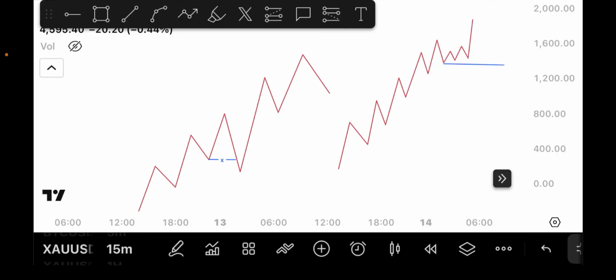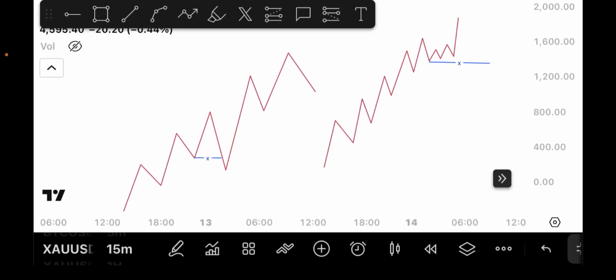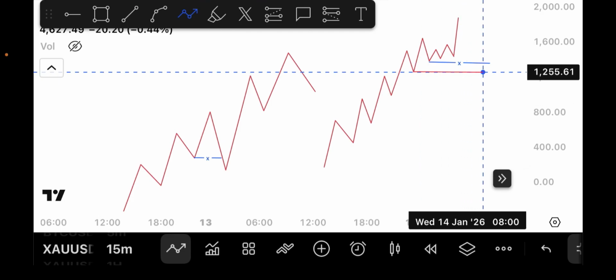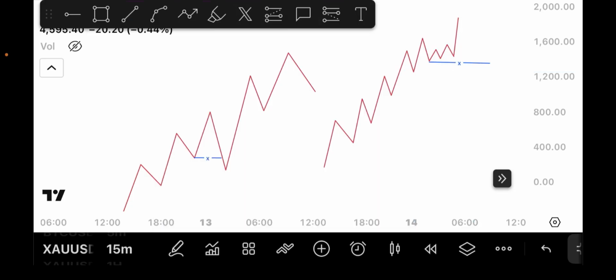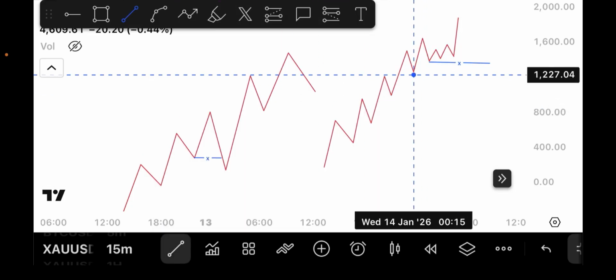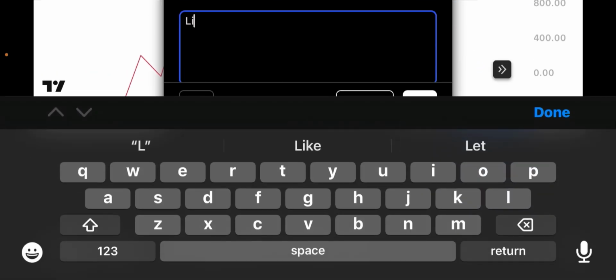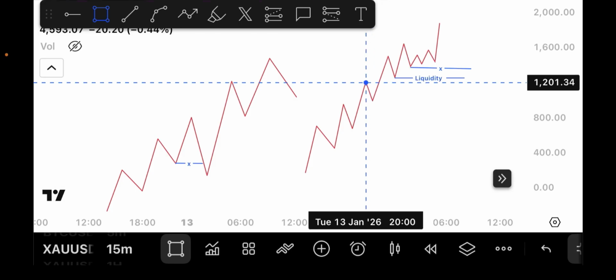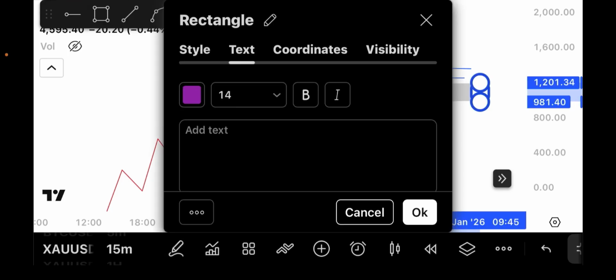because that is the recent pullback. That is our inducement. Then this second pullback here is our liquidity. This one becomes our liquidity. This is our liquidity. And where is our point of interest here? This is our point of interest, POI. This is our POI here.